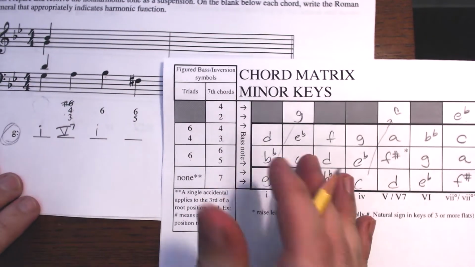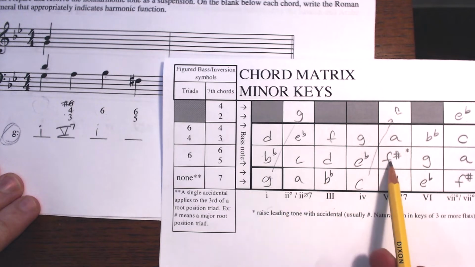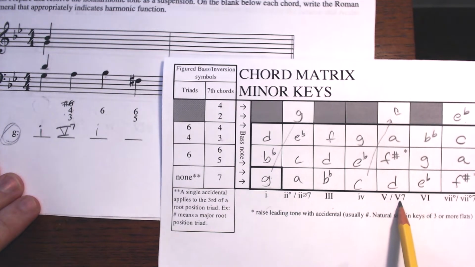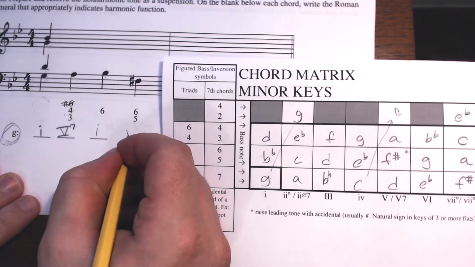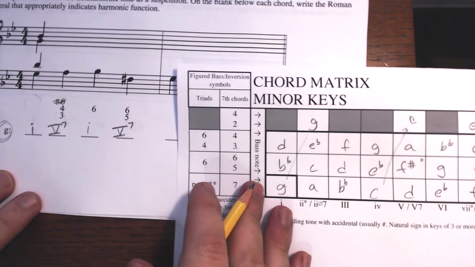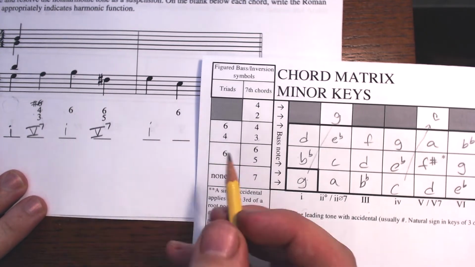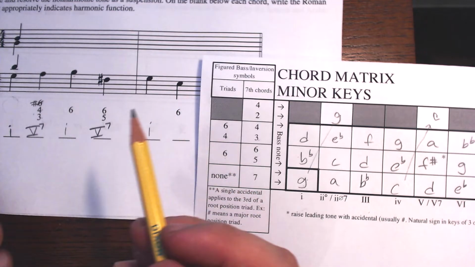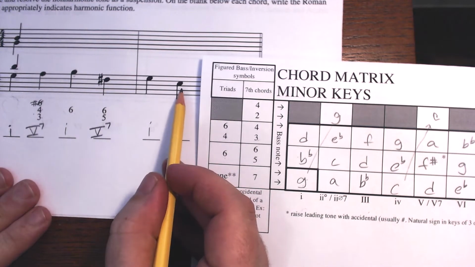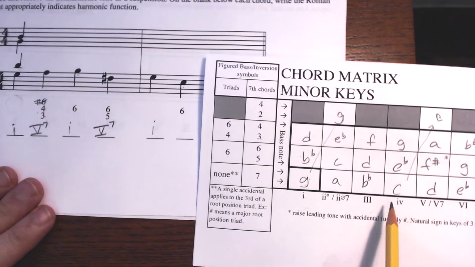Okay, 6-5, first inversion. F sharp is in the bass. You can use this chart if you want, or just know that that's a 7th chord, and it's a 5-7. So these first 3 chords are just going back and forth between 1 and 5-7. We have another 1 chord here, and then a first inversion right here. That is E flat in the bass, so it is a 4 chord.